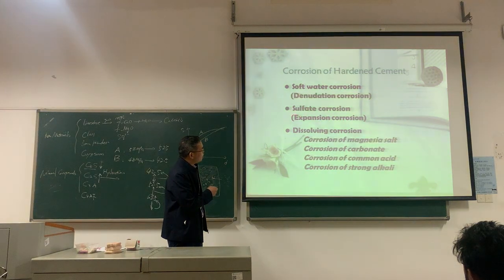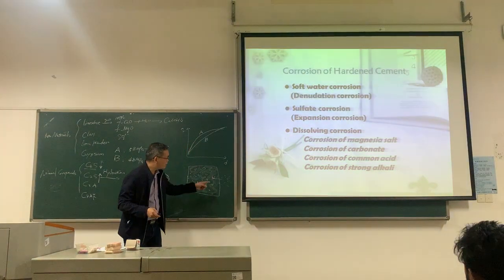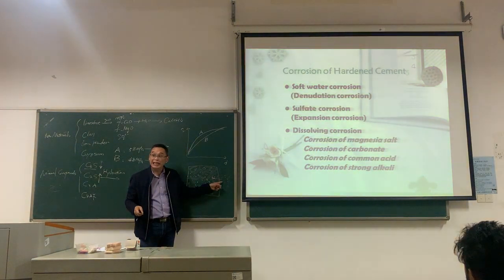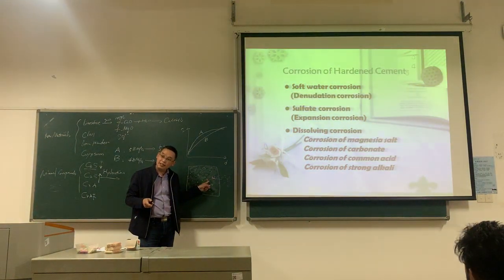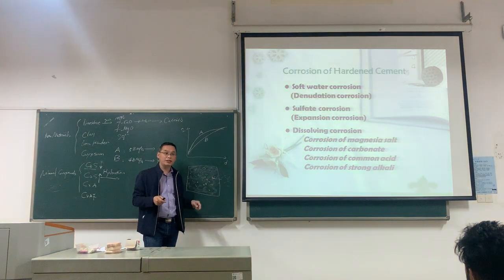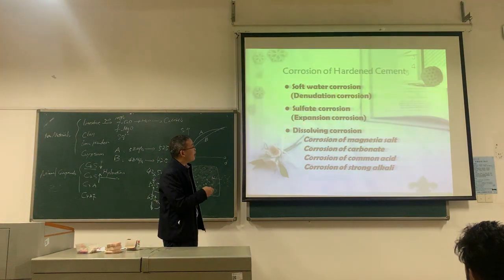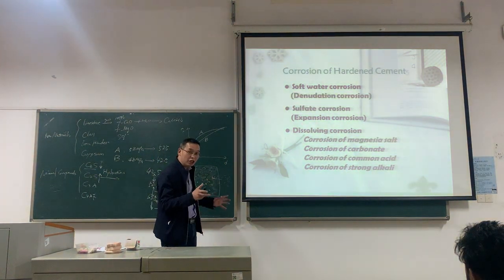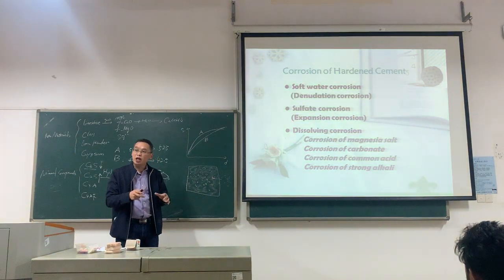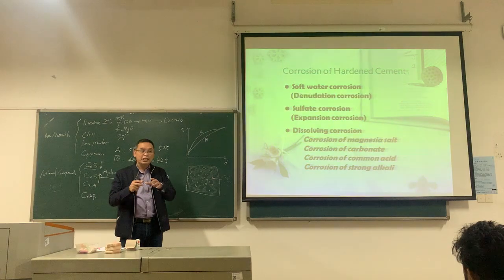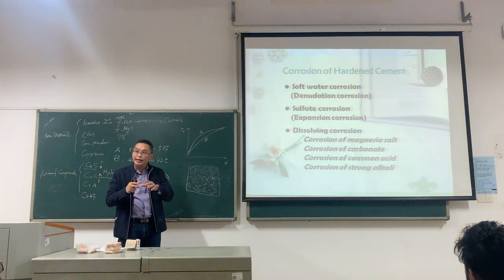And the second one is the sulfate corrosion. It means there is some sulfate in the water, and this sulfate will react with the cement paste. It will result in the expansion corrosion. It means after the reaction of the sulfate and cement paste, something expands.